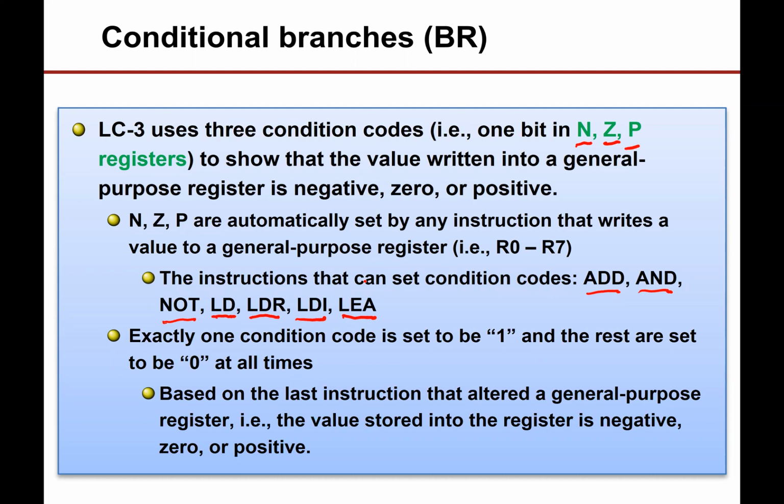So at each time, only one condition code is set to be 1. The rest are set to be 0. Right? This is because the value can only be negative, 0, or positive at a time.